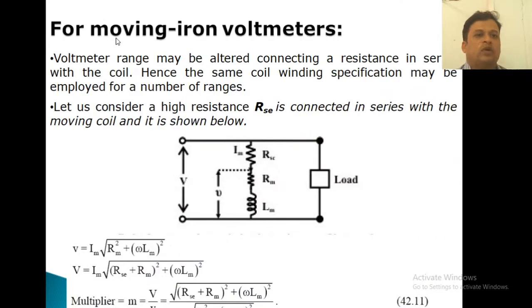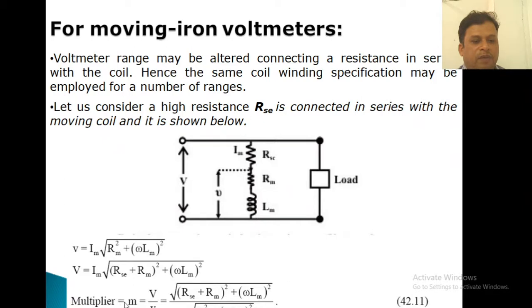For moving iron voltmeters, the voltmeter range may be altered by connecting a series resistance with the coil. You can see that the series resistance is connected with the coil here, whereas in the ammeter the resistance was connected in shunt. So V is equal to Im into square root of Rm square plus omega Lm whole square. In place of Rm, we write Rm plus Rsc, because both are in series: square root of (Rsc plus Rm) whole square plus (omega Lm) square.